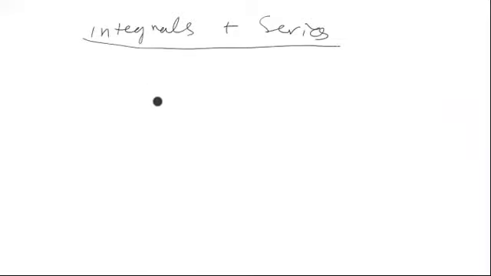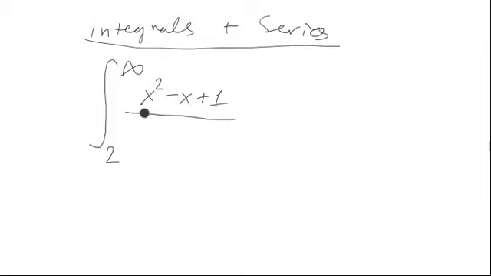The following procedure will work both for integrals and for series. So suppose, for instance, that we have something like, and let's do an integral, but this can also be thought of in terms of a series, x squared minus x plus 1 all over 2x cubed plus x, and maybe minus 1 or something.